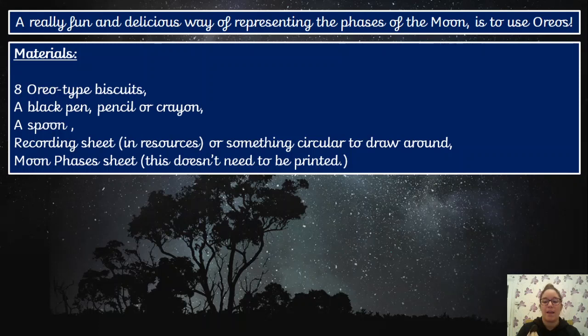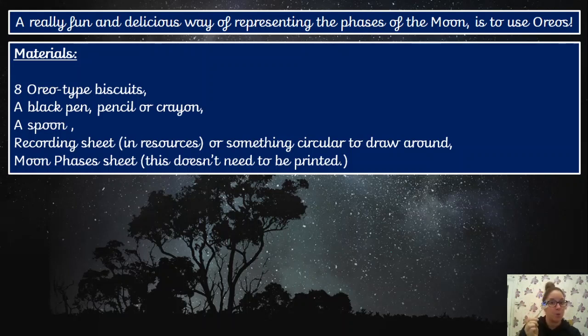My local Sainsbury's had sold out of the normal Oreos, so I had to get the Oreo thins, okay? But they'll still work, I've just got to be more careful. You probably want a black pen, pencil or crayon, okay, whatever's easiest.